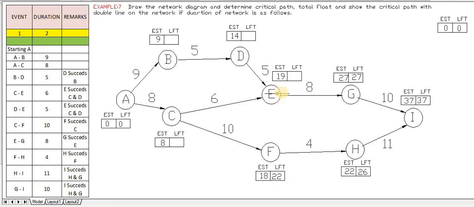The next event is E. E again has only one converging point, that is G to E. G has an LFT of 27, so 27 minus 8, the LFT minus the duration, is 19. We copy and paste the same 19.